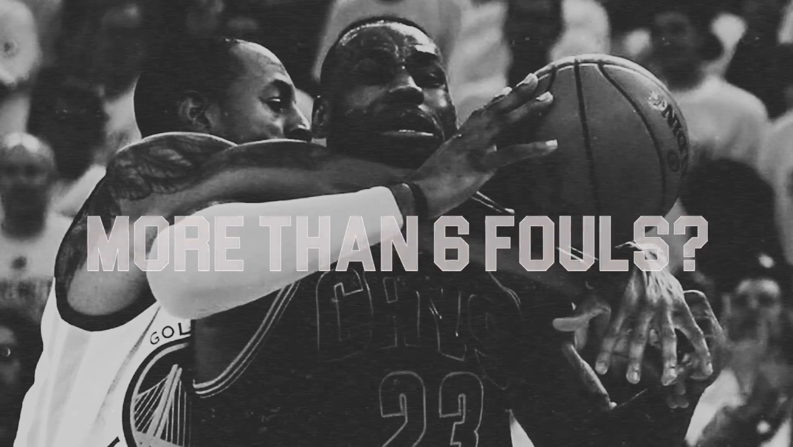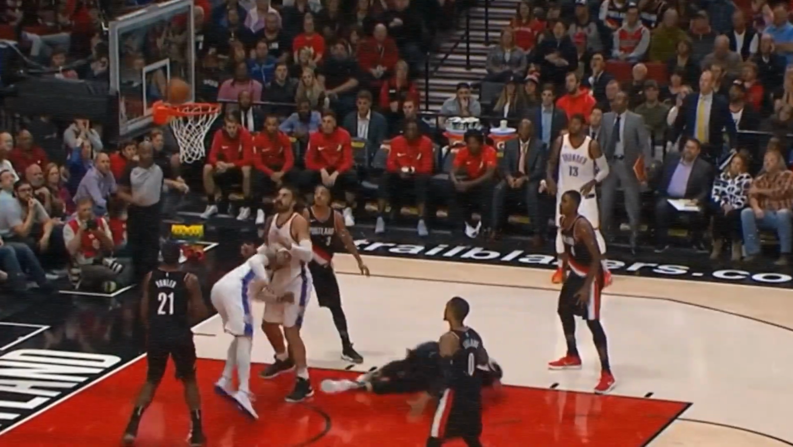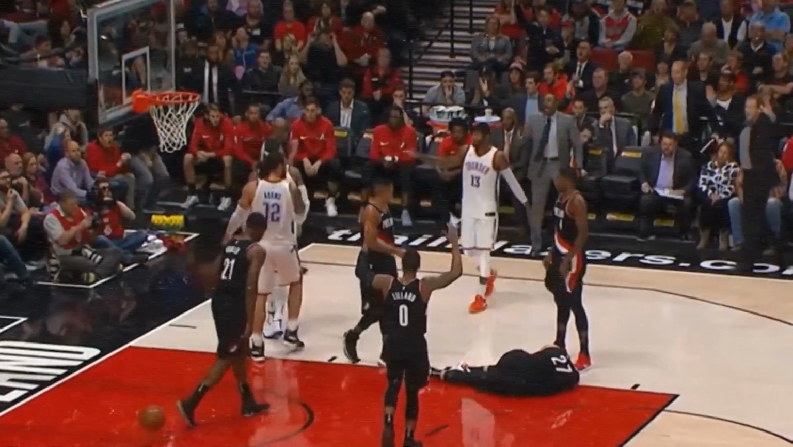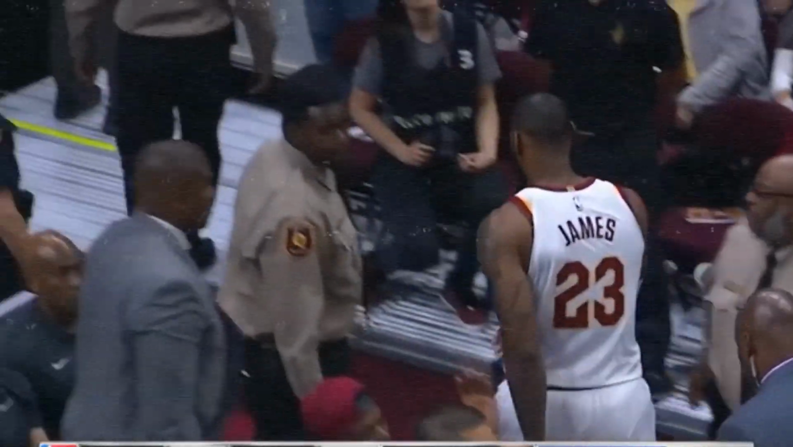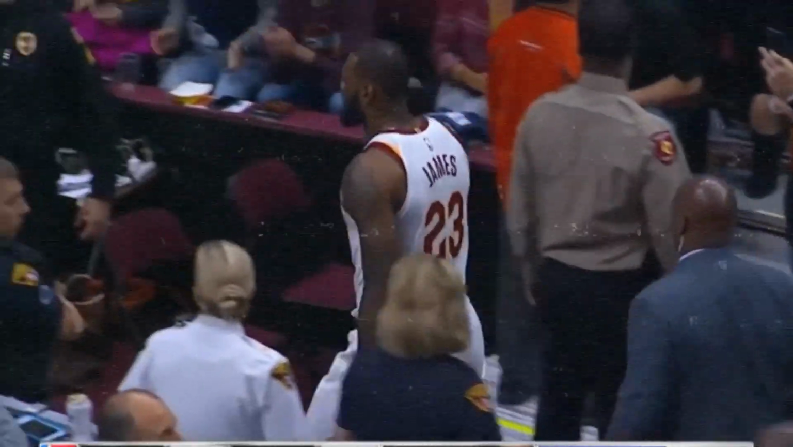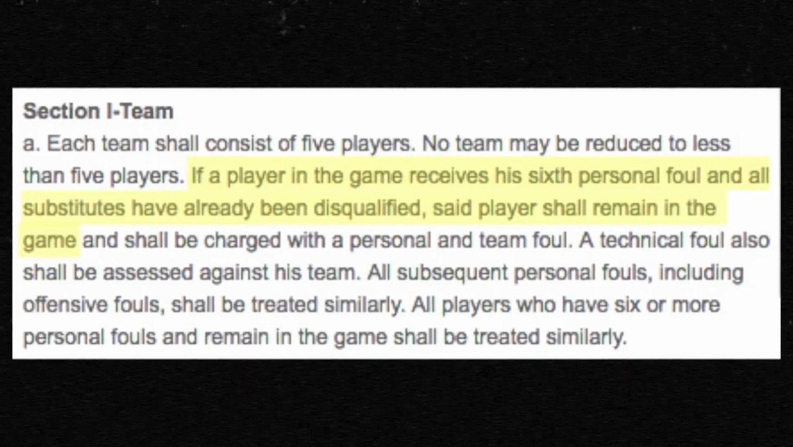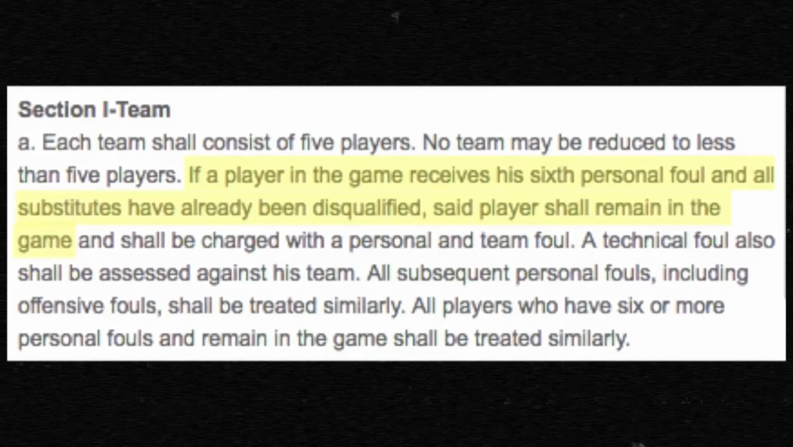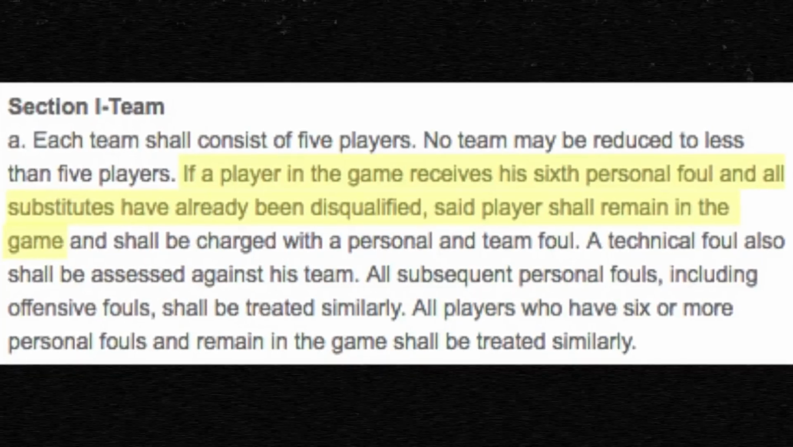More than 6 fouls? In the NBA, the limit on the amount of fouls a player can commit before having to sit out is 6. This is one more than NCAA basketball, but that makes sense considering the NBA game is a little longer. So usually, when a player commits his 6th foul, he is forced to sit on the bench for the remainder of the game. But there's actually a rule that goes around that. If a team does not have 5 able-bodied players that can play, due to injury or being thrown out of the game, then the player that fouled out can stay in the game.